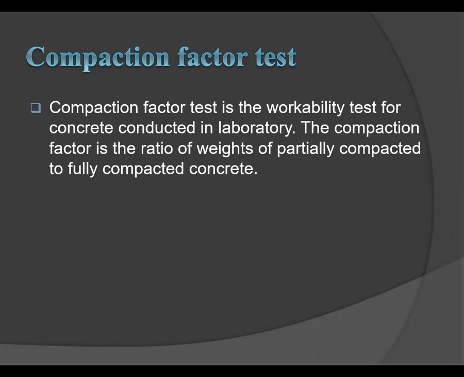There are mainly four types of methods to find out workability. The first one is the slump test, second is the compaction factor test, third is the VB consistometer test, and the last one is the flow test. In the previous lecture we studied the slump test, and today we are going to learn about the compaction factor test: what it is, its result, and how to determine the compaction factor.